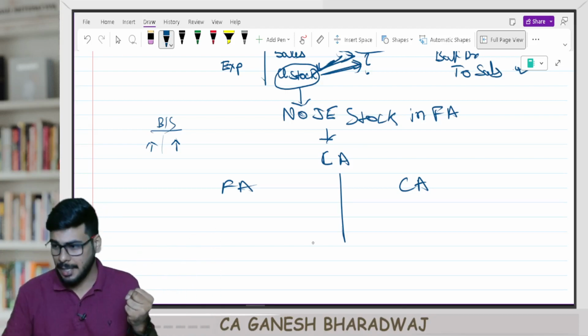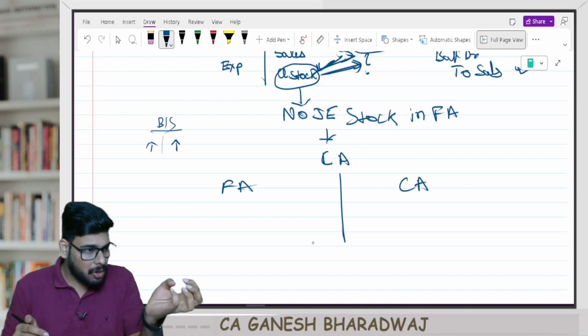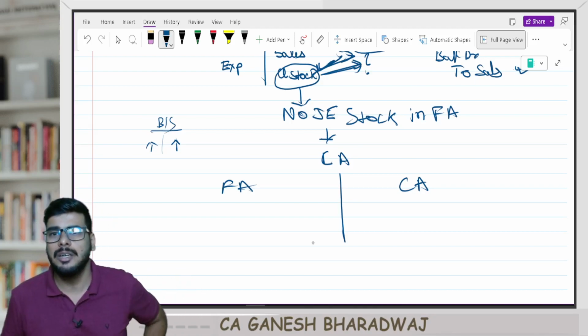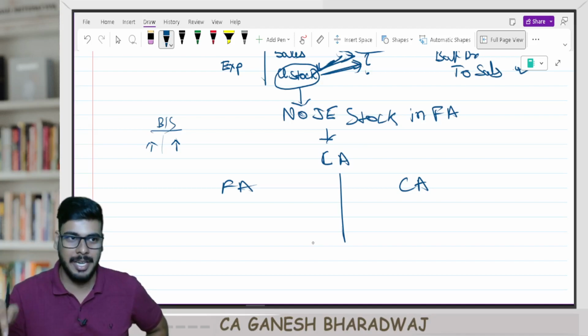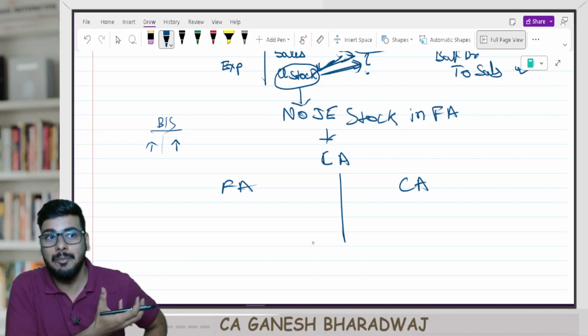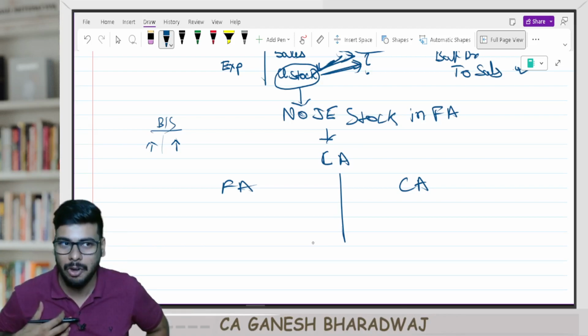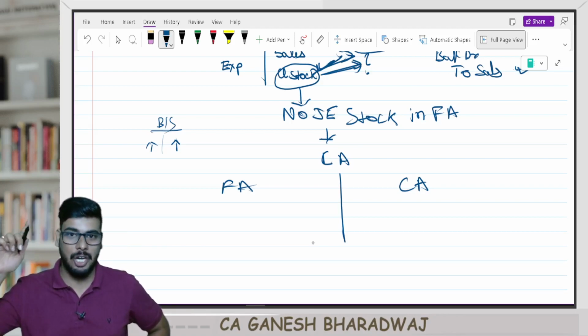Purchase, yes, I will pass an entry. Sale, I will pass an entry. But raw material, converting it into FG, will I pass an entry? No. But we pass entries in costing. That is the reason why we are able to value stocks only in costing and not in your financial accounting. Are you clear with this?